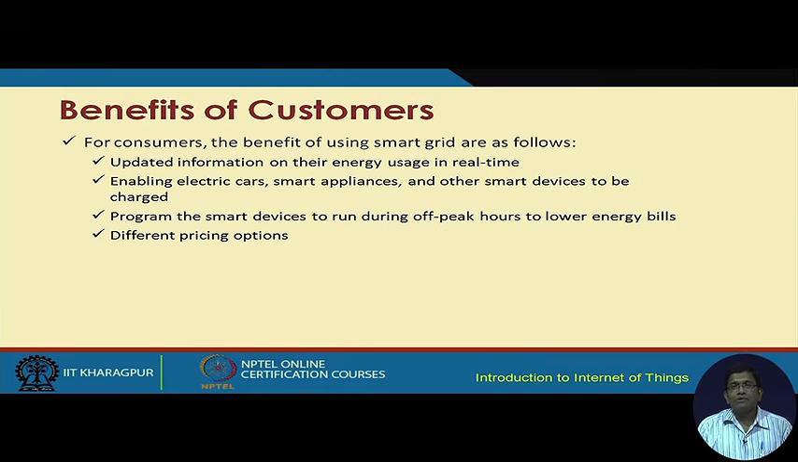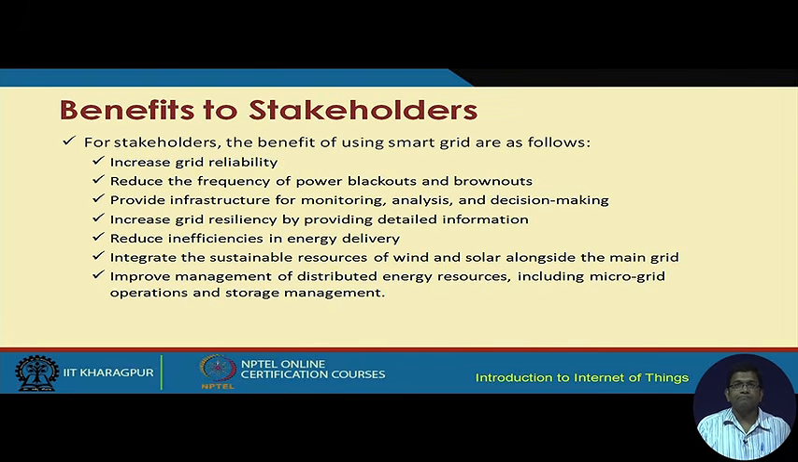And different pricing options are also possible. In the traditional electrical grid, there is a single rate, one particular rate that applies to all customers at all times of the day, the week, the month, and so on. In the smart grid, the customers can enjoy different pricing levels, different costs at different times of the day, week, month, and so on. So all these things are possible, and the customer gets benefited by using smart grid in different ways.